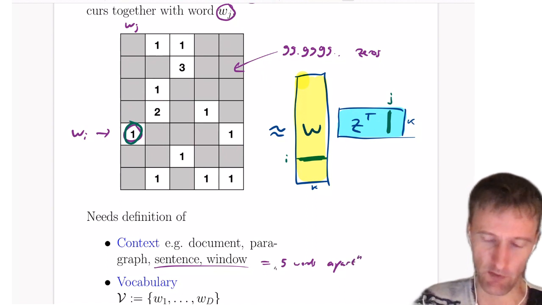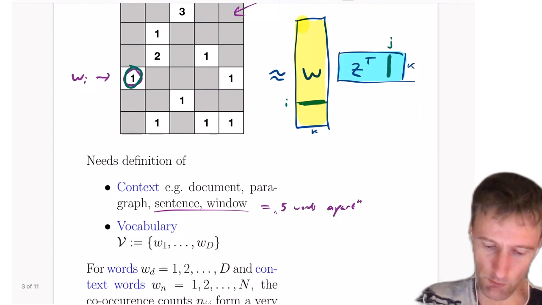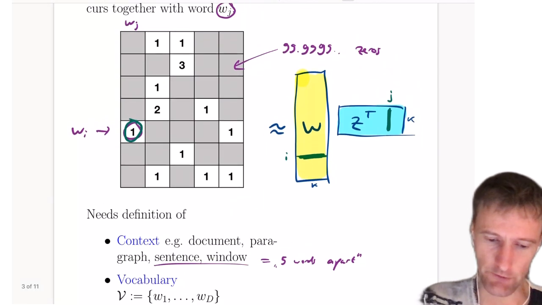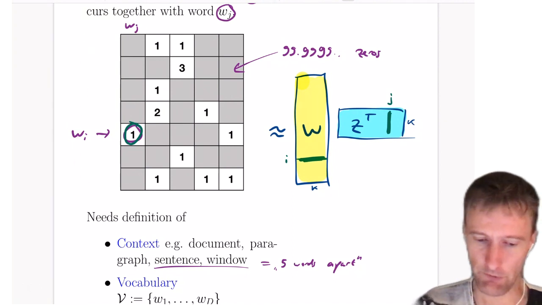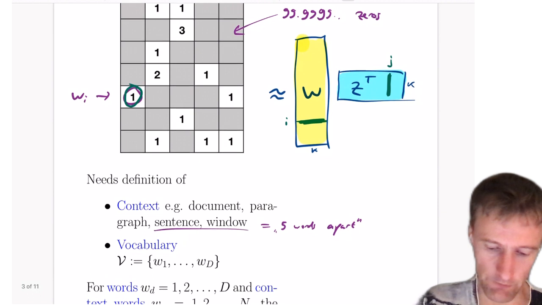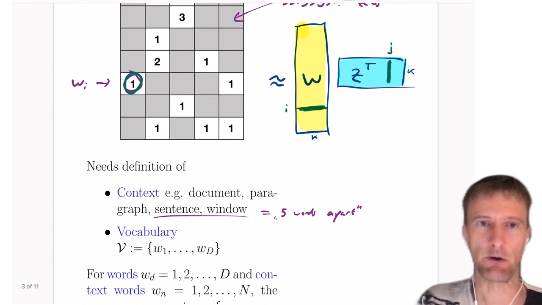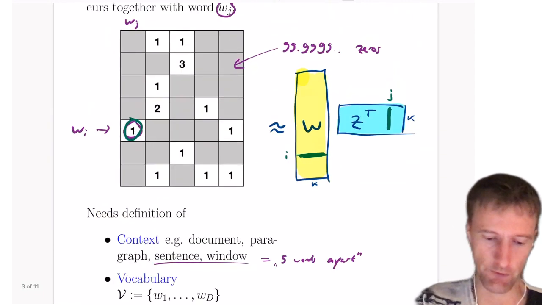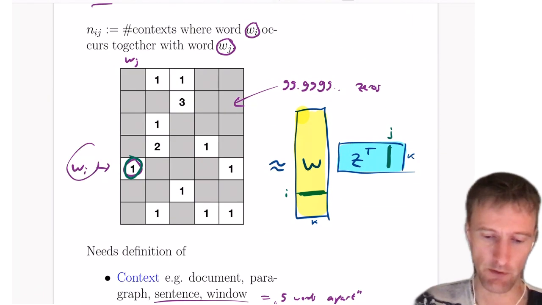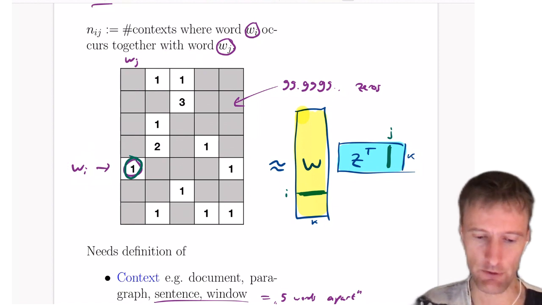That's an example of how you can define what it means to be in the same context. And of course you have to define your vocabulary, which then determines the size of this matrix, right? Here we call this capital D. We say we have this many words. The context words you care about could be defined differently from the words themselves, but it's usually just the same.